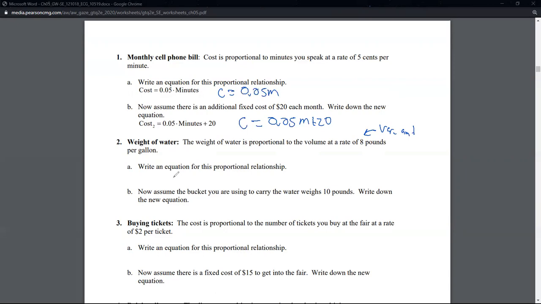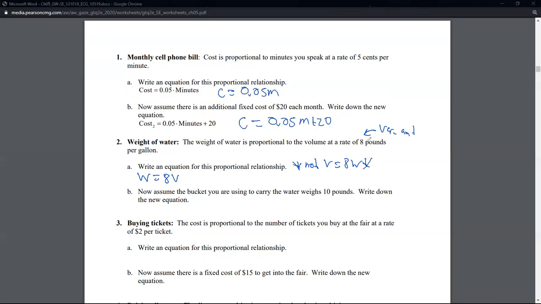So again, you could use y and x, but then you've got to write what y and x are. Since we're talking about the weight of water based on volume, let's go W equals 8V. Now you have to be careful. Notice that this is not V equals 8W. You can't do it that way.